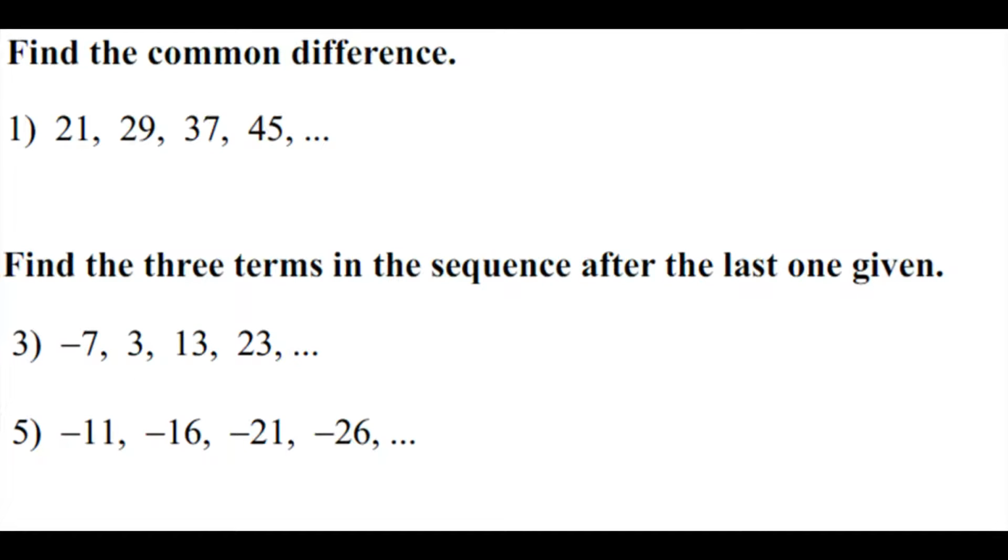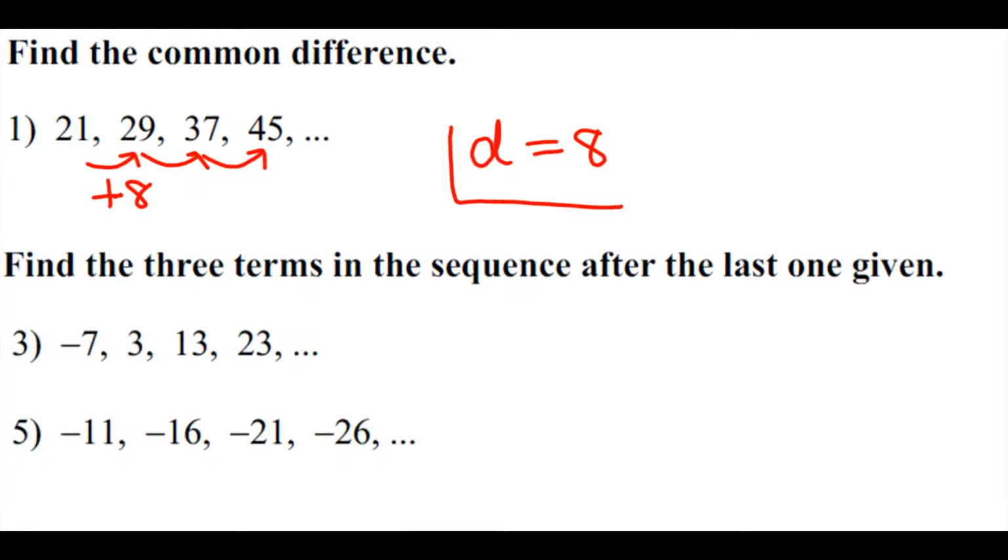So a couple of examples. Number 1, find the common difference. All they're asking you to do is look for the pattern. The first number is 21, the second number is 29, and then 37, and then 45. All you have to do is figure out how you're getting from number to number, and it looks like you're adding 8 to get from one number to the next. And so the common difference, D, equals 8.